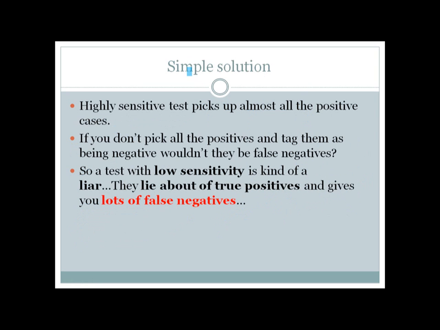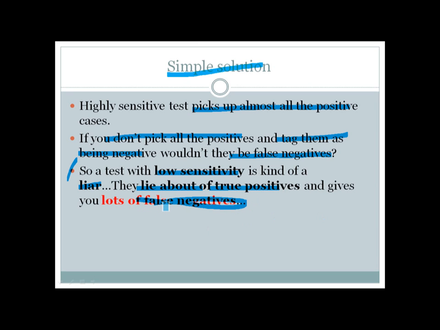So the solution is, again, I have put it here. A highly sensitive test picks up almost all the positive tests. If you do not pick up all the positives and tag them as negative, wouldn't there be false negatives? Absolutely. So a test with low sensitivity is kind of a liar. It lies about true positives and gives you lots and lots of false negatives, because it cannot identify them as being true. So that's all from me today about sensitivity and specificity.